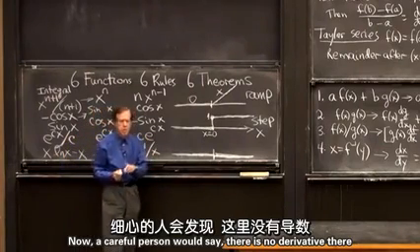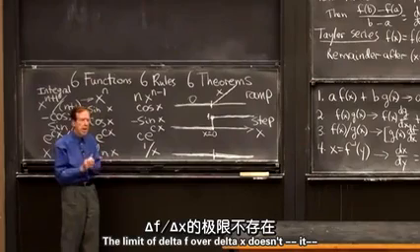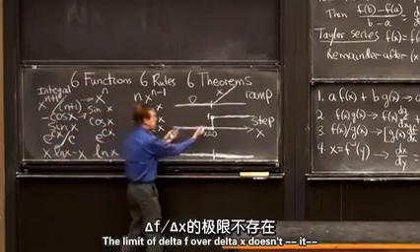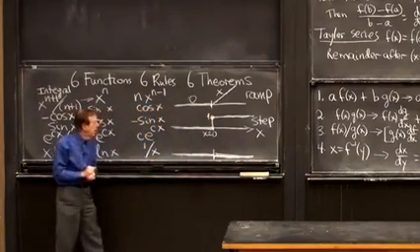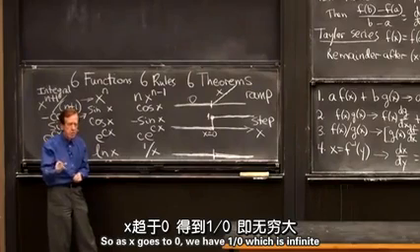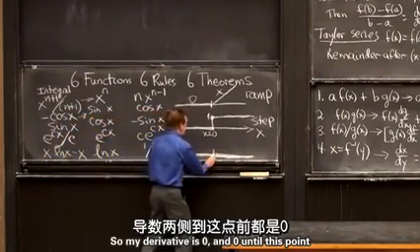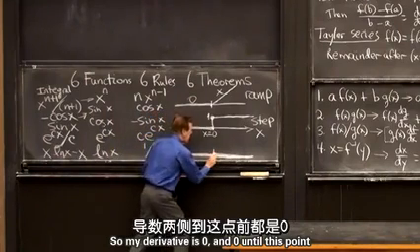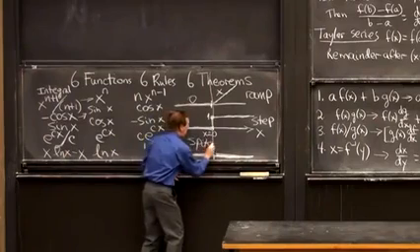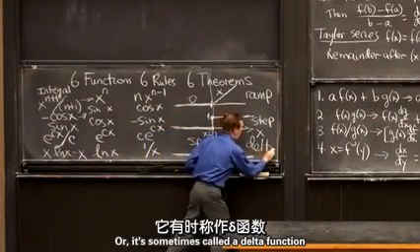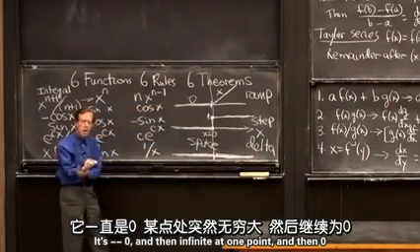Now, a careful person would say there is no derivative there. The limit of delta f over delta x doesn't give you a correct answer there, because delta f jumps by 1, and delta x could be very small, and as delta x goes to 0, we have 1 over 0, which is infinite. Well, I say, what? Let's go for infinite. So my derivative is 0 and 0, and at this point, it's infinite. It's a spike, or sometimes called a delta function. It's 0, and then infinite at one point, and then 0.